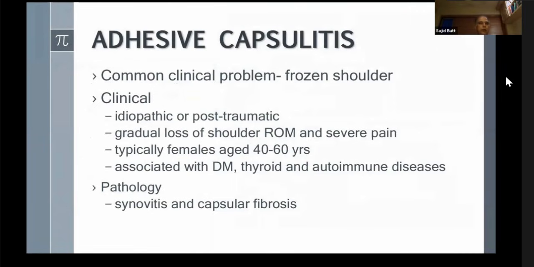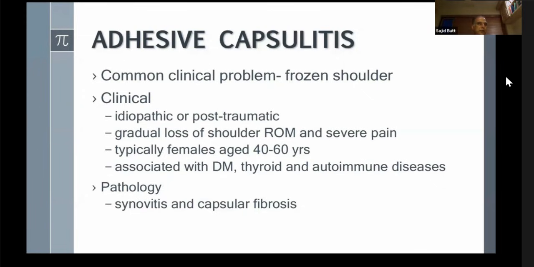Why do we need to know about it? We need to know about this because of this condition, the frozen shoulder, adhesive capsulitis. Very, very common clinical problem. So the three clinical problems we've discussed today, they're all extremely important. The first two are more important because we actually make a huge difference in the management of those: rotator cuff tears, their associated pathologies, and shoulder instability.